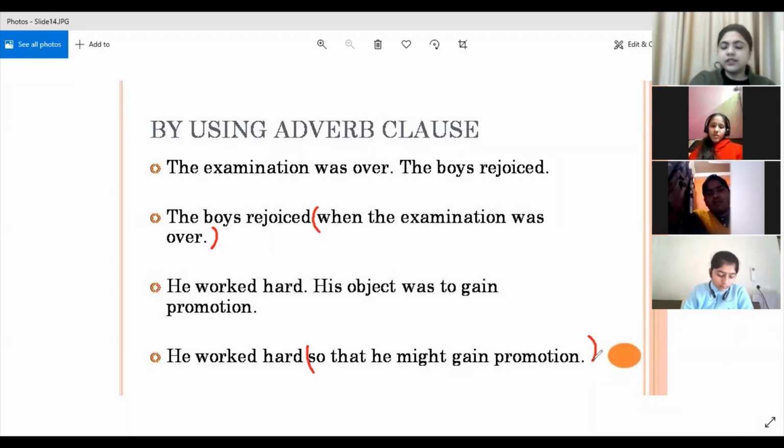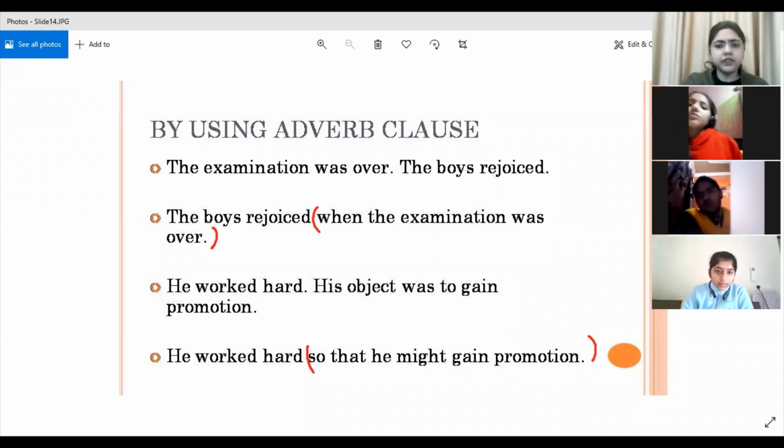Okay, so these are the three rules, the three methods using which you can combine, you can synthesize two or more simple sentences into a complex sentence. So you have to make sure while combining the sentences into a complex sentence that your result should have a finite verb and it should begin with a subordinating conjunction. Okay, so this is what you have to keep in mind.